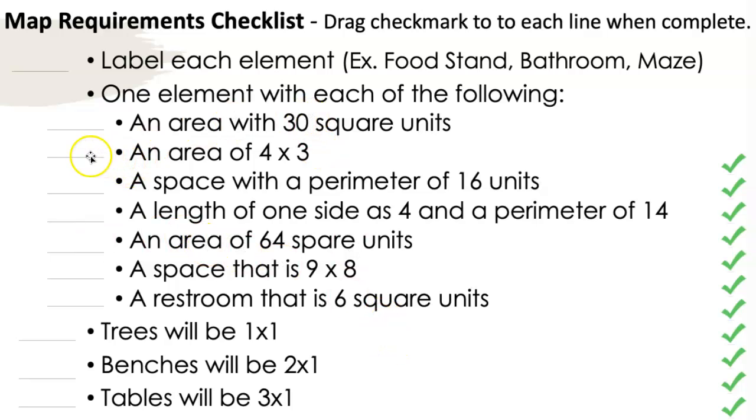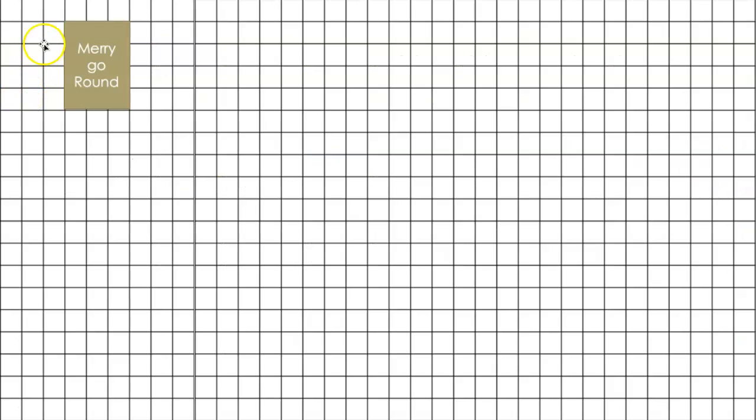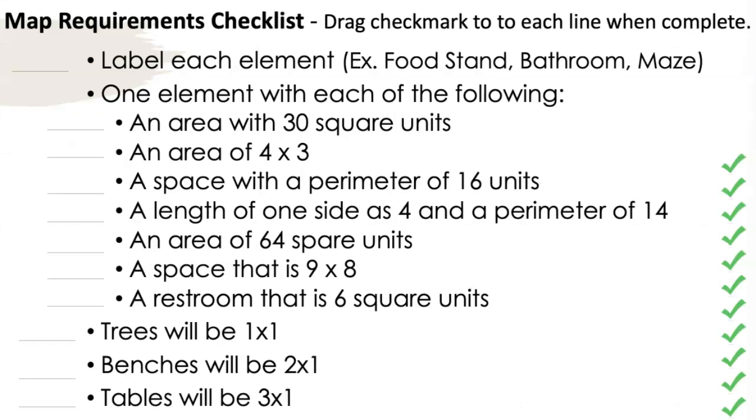So I did an area, oh, it wasn't 12 square units. It's an area of 4 by 3, which I did. My rectangle here was 4 by 3. So I'm going to be able to take this check mark and drag it over to show that I have completed that requirement. And you're going to do that for every single one here after you complete it in your map.